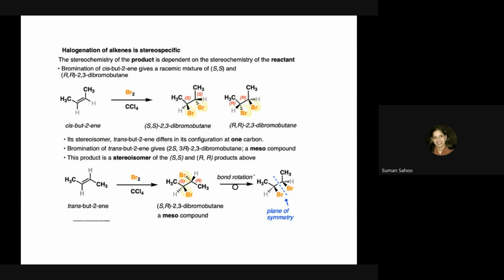For example, halogenation of alkene, like cis alkene is always going to give you a mixture of SS-2,3-dibromobutane and RR-2,3-dibromobutane. You cannot get that from trans-butene, whereas trans-butene would give you SR-2,3-dibromobutane, a meso compound. So the configuration of the product is primarily dependent on the configuration of your starting material. So that is a stereospecific reaction.